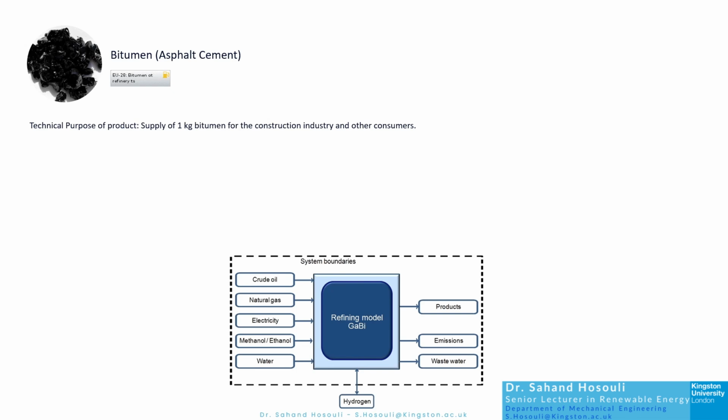So this block in the GaBi software provides me 1 kilo of bitumen, and the graph shows this refining model in GaBi. Basically, you have inputs of crude oil, natural gas, electricity and water to the system, and then you have products, emissions and wastewater. It shows that in this simple block, GaBi software considers all the environmental aspects and environmental impact of the refining model of bitumen, or any refinery product.